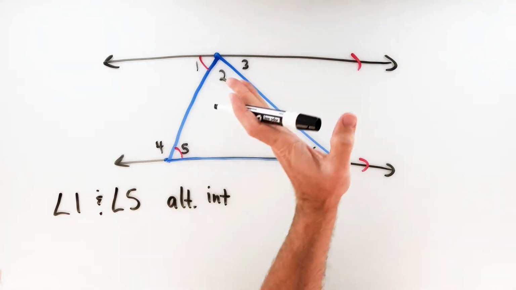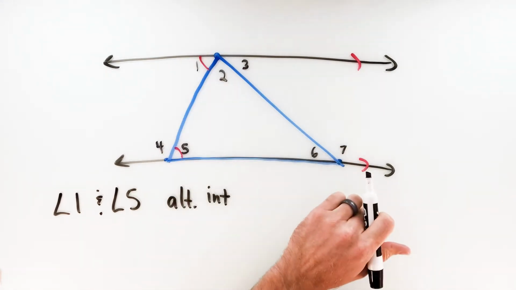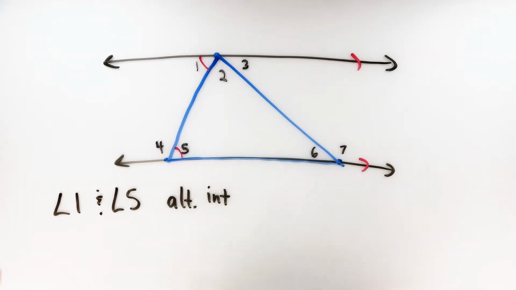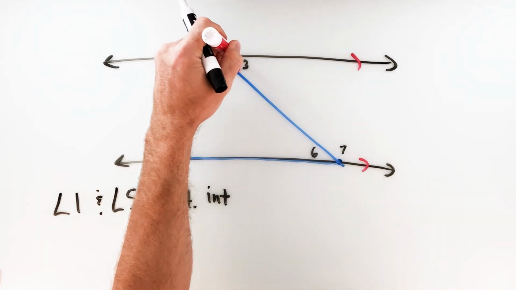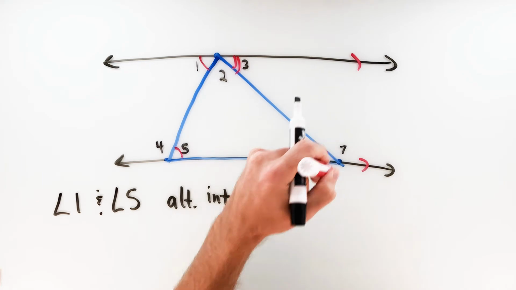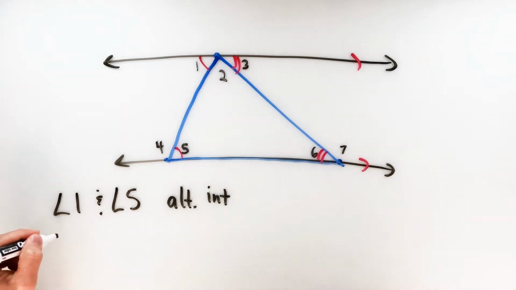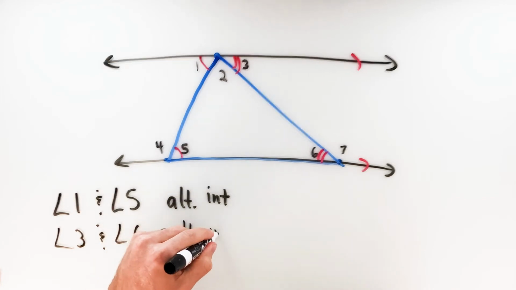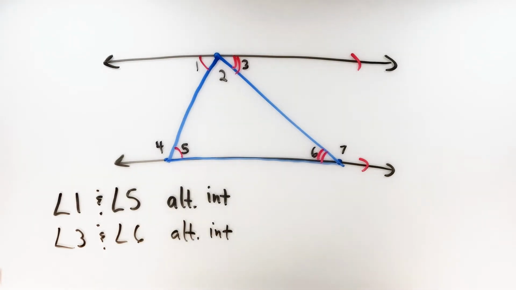Okay, and if I look at the other side, this other transversal over here on the right, I know that angle 3 and angle 6, same idea. Those are also alternate interior angles. Angle 3 and angle 6 are alternate interior as well.